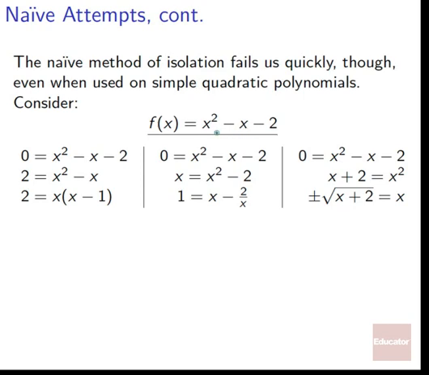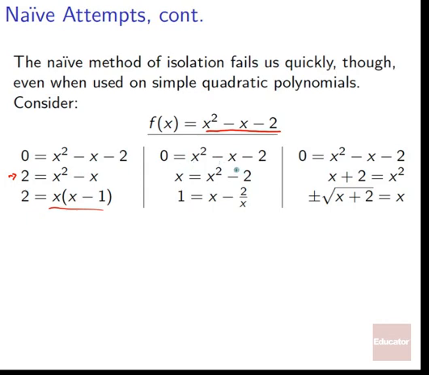Consider f of x equals x squared minus x minus 2. Not a very difficult one, but this method of trying to isolate will just fail us utterly if we use it here. So 0 equals x squared minus x minus 2, we might go, well, let's get the numbers off on one side. So we've got 2 equals x squared minus x, right? But then we're like, well, we don't have just x, so let's pull out an x, and we get 2 equals x times x minus 1, and well, we're not really sure what to do now.